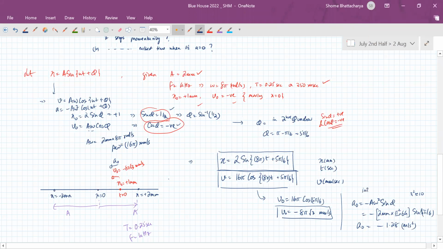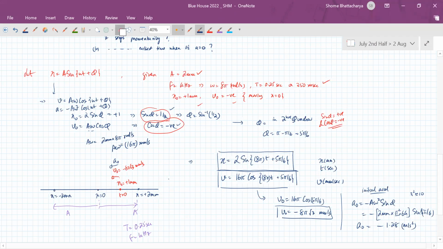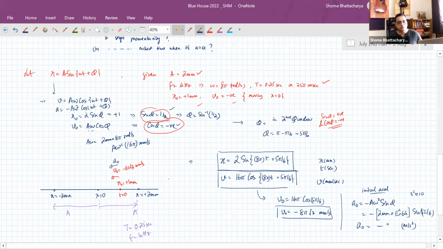Yes, sir. So it's sin pi by 6 also, that will be divided by 2. Into half, correct. Yes. So there is a factor of half also. So it will become 0.64 in meters per second square. Or you can write it as 64 centimeters per second square. Yes.